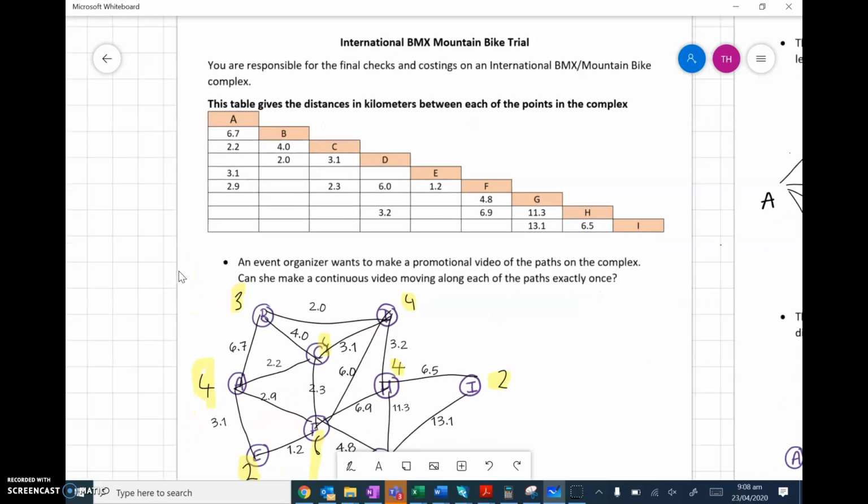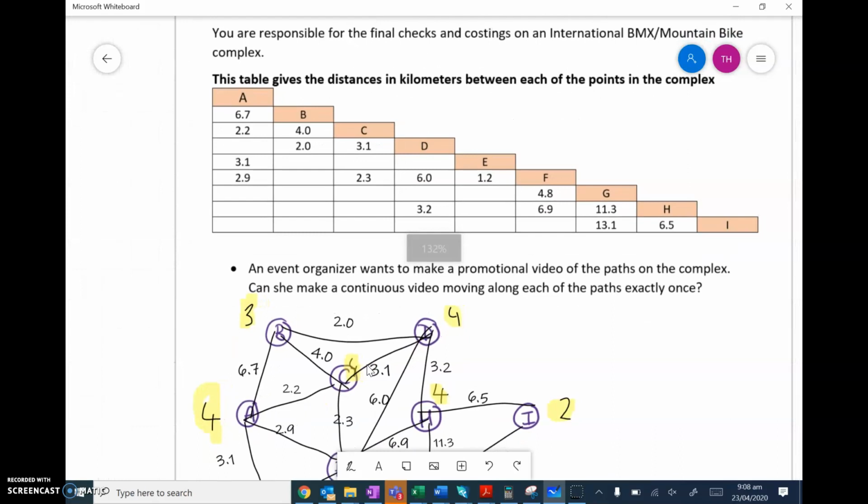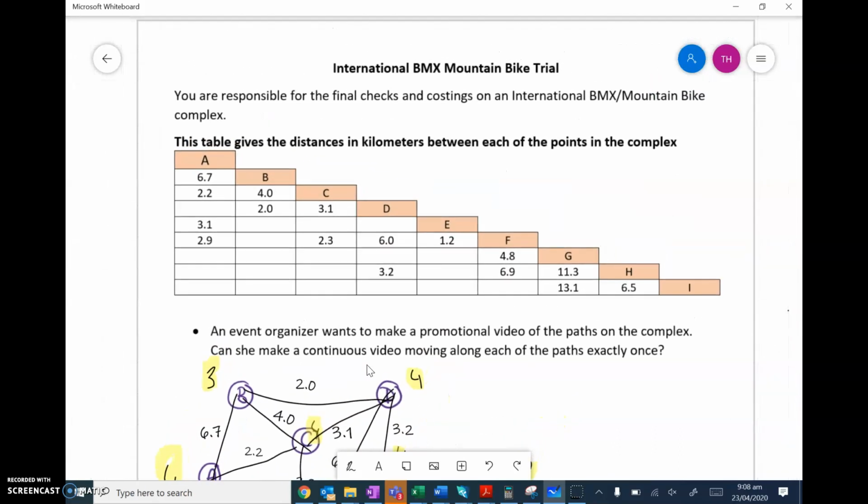Now, a lot of people were getting confused in the first question when they think they need to go to every node. So the letters A, B, C, D, those are your nodes. The paths are the lines in between. The way we do this is we test for traversability. That is about whether the nodes are odd or even.